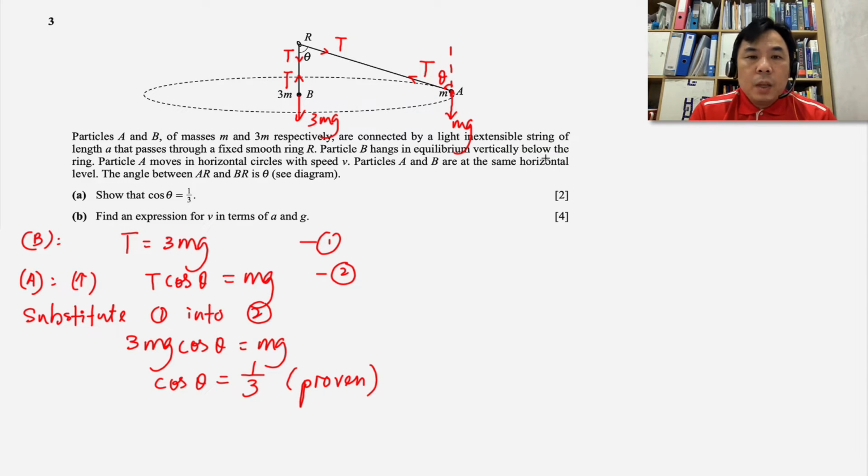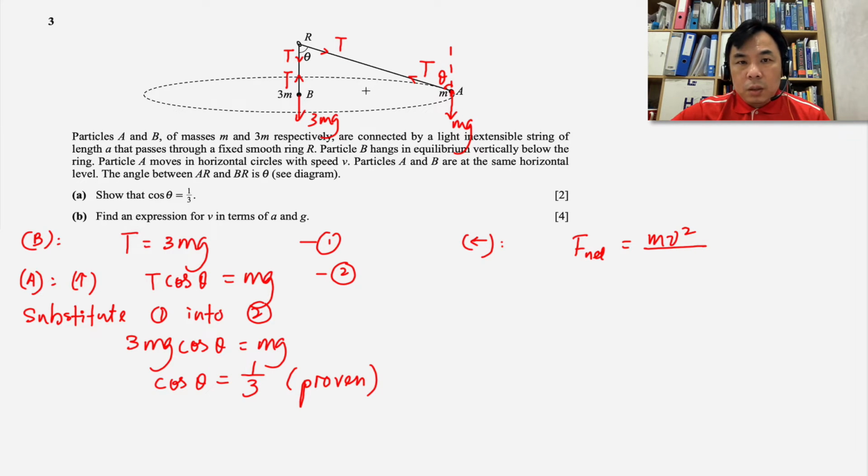Now next, we are still going to consider forces acting on A, but this time we are going to resolve the forces horizontally towards the center of the circle. That is where the centripetal force takes place. Using Newton's second law, we know that the net force in circular motion will be mv squared over the radius of the circle. I'm going to label the radius of the circle as r, which is this part here.